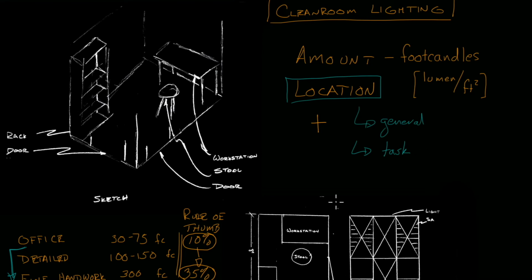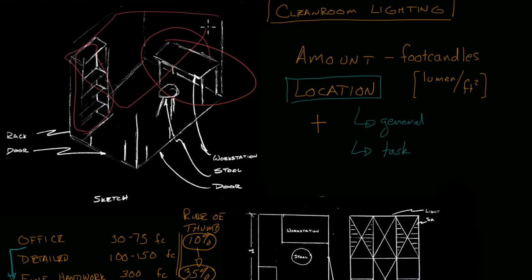What I've done here is I've included the rough sketch from your worksheet of what a sample clean room might look like. And here you have a workspace right here and some storage areas. And what I haven't shown is, you can imagine the ceiling right here, and that's going to have a lot of your light.